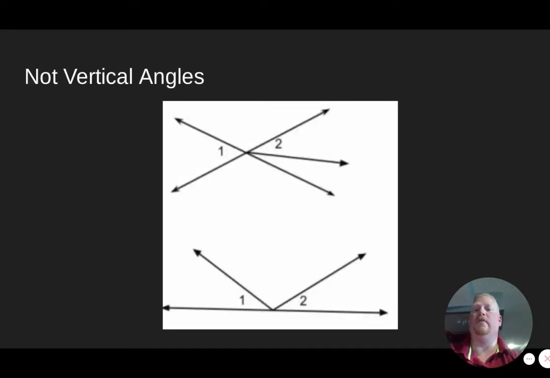So here's an example of what vertical angles is not. Here in this case, angle 1 and angle 2 share the same vertex. However, this side, the top ray of angle 1, does not make the bottom ray of angle 2. So because of that, angle 1 and angle 2 are not vertical angles.